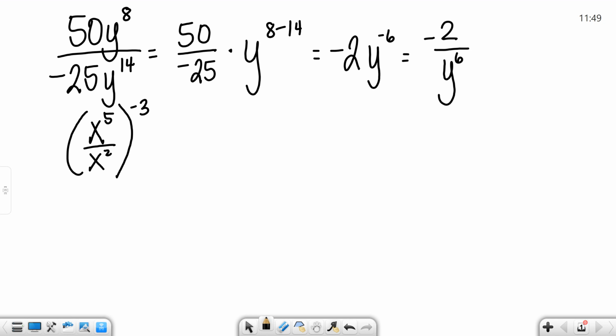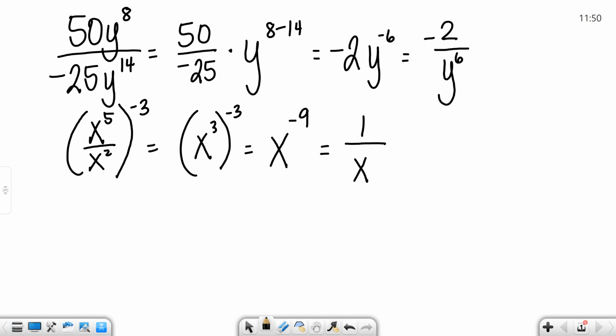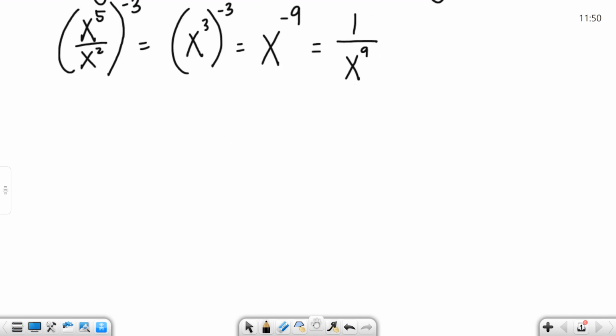Okay, now I always am thinking mathematically that if I can do order of operations, I'm going to. Right, so the first thing I'm going to do is take care of what's inside, because I can do that. I can do x to the 5th minus x squared, and I get x cubed. Okay, because the 5 minus 2 gives me x cubed. Now, I still have the negative 3 outside. A power raised to a power, I get x to the negative 9. And then, it has a negative exponent, so it must go in the denominator. So 1 over x to the 9th. Right, so that's all that we're going to talk about with our negative exponents.